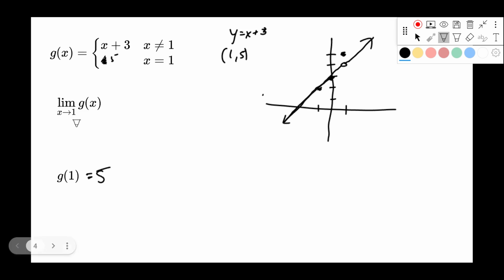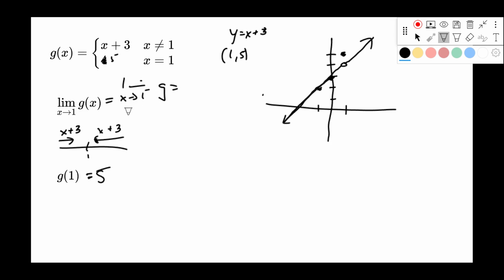But now I want to calculate the limit as x approaches 1 of g. Well, as x approaches 1 for g from the left and from the right. From the left, I'm on the curve x plus 3, right? I'm on this line from the left. And then from the right, I'm also on x plus 3. So if I do it separately, find the limit as x approaches 1 from the left of g, and the limit as x approaches 1 from the right of g.